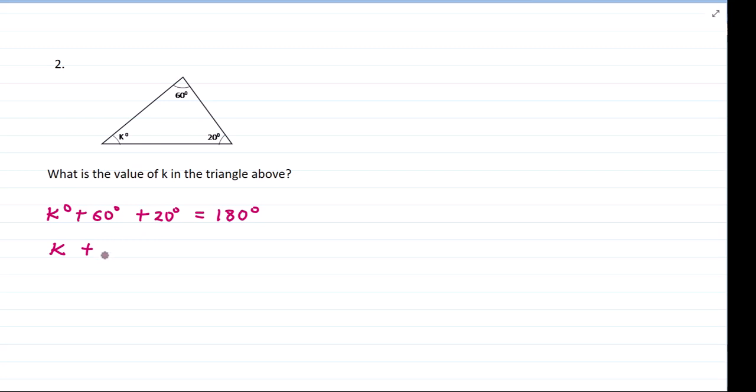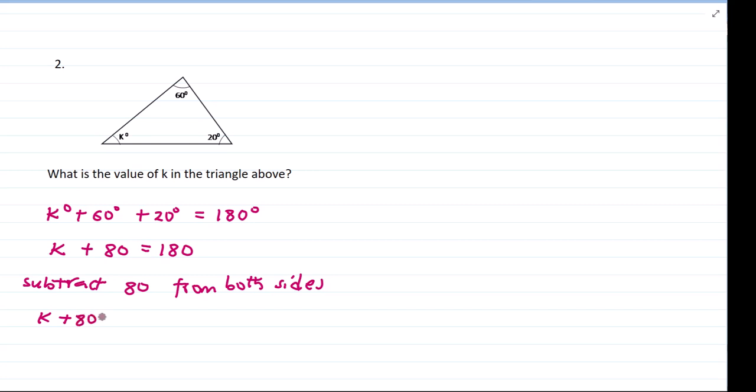Having said that, we can now have that k plus, I can just keep the degree and add it when I'm done solving, 60 plus 20 gives us 80, right? So that's 80 and is equal to 180. What can we do? We can subtract 80 from both sides. We have k plus 80 minus 80 is equal to 180 minus 80. So the 80s here cancel out. Then we'll have that k is equal to 180 minus 80, which gives us 100 degrees. So k is equal to 100 degrees.